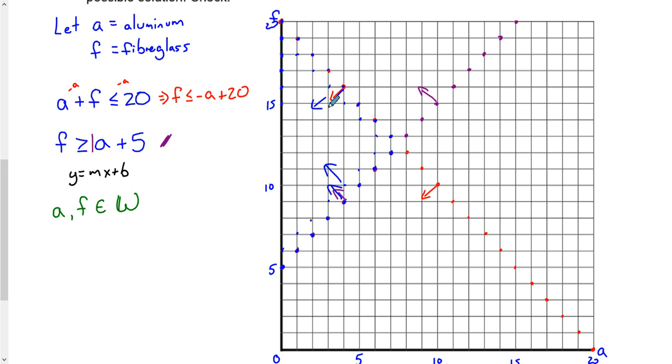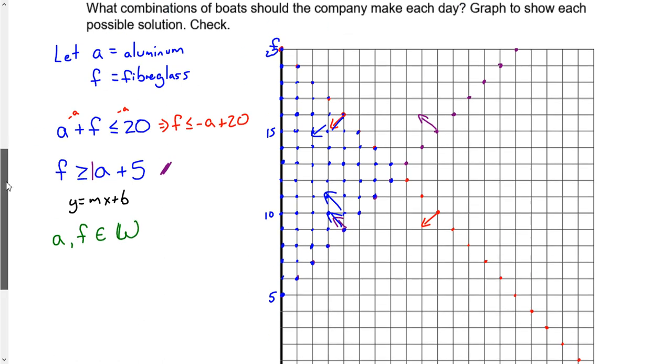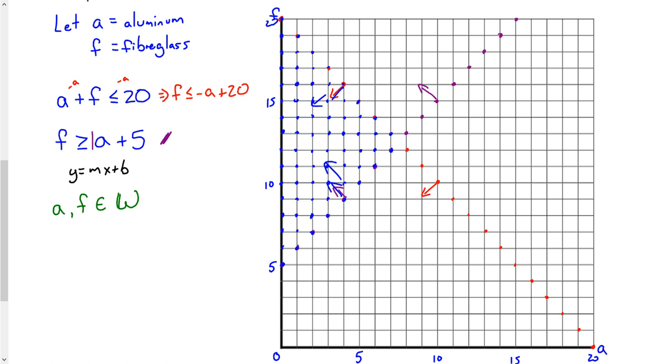Now I'm going to go overkill and I'm going to fill in every dot. Just give me a second. And there we have it. Those would be all of our possible solutions. So if I say, what kind of combination can you make? Well, any of these would work. I could say this one, which would be 3 aluminum boats and 13 fiberglass boats.